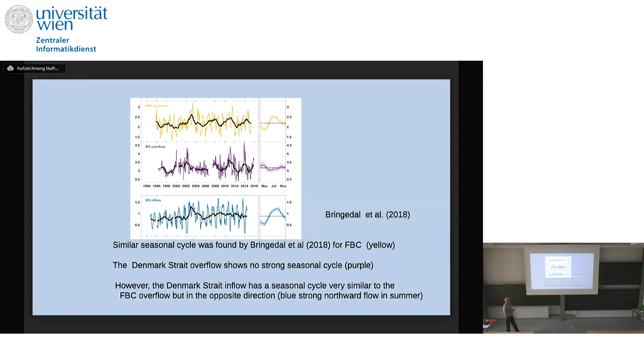Interestingly now, this is the inflow in Denmark Strait. So this is the shallow water, not the densest overflow water. It's going in the other direction. We see a similar kind of seasonal cycle if they average it into the seasonal cycle. Now we have strong inflow in the summer and weak inflow in the winter. Very similar amplitude to what's going on in Faroe Bank Channel in the dense water, opposite phase.